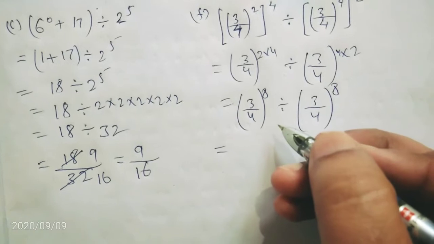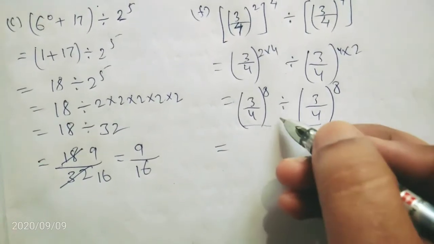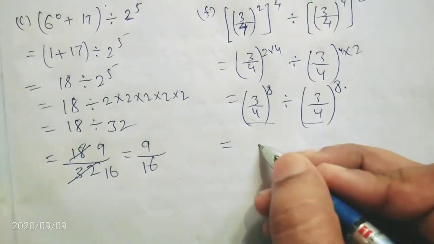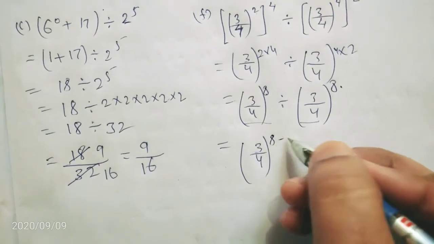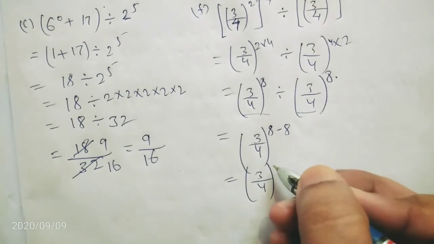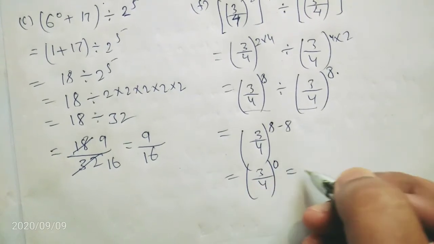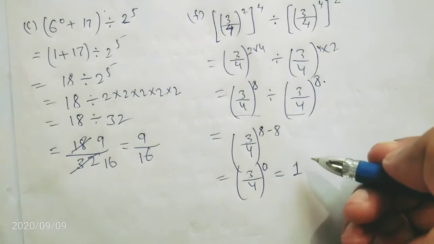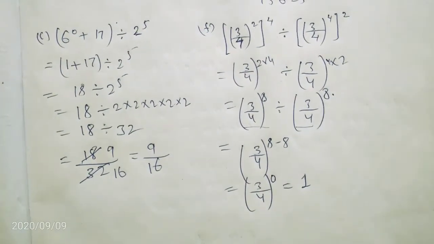So the same power is coming here also. Now you know that when the base is the same and it is in divide form, the powers are subtracted. So write down this base 3 by 4 and subtract the powers, 8 minus 8. So what is the answer now? 3 by 4 to the power 8 minus 8, which is 0. So anything to the power 0 is what? 1. See, the answer is 1. So a big question, but the answer is very small, 1. Understood? In this way you have to apply the laws of exponents.